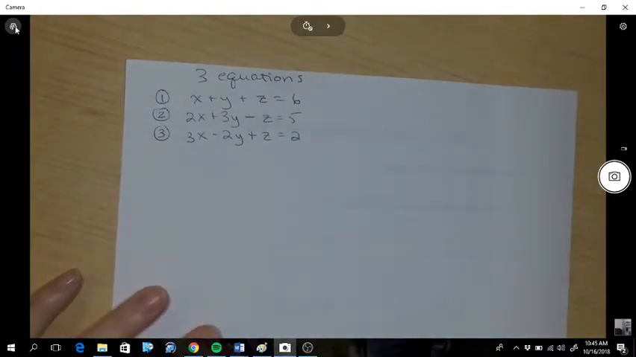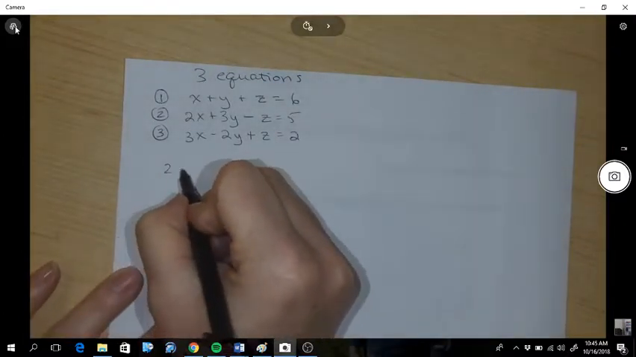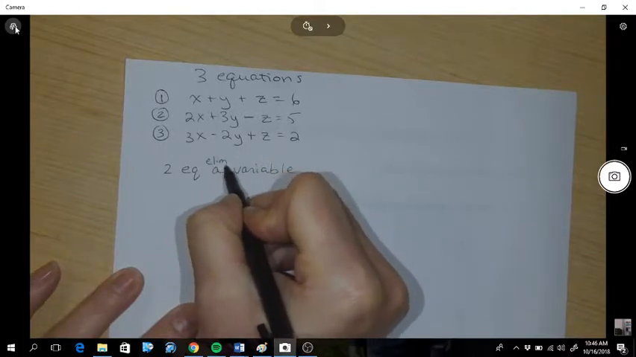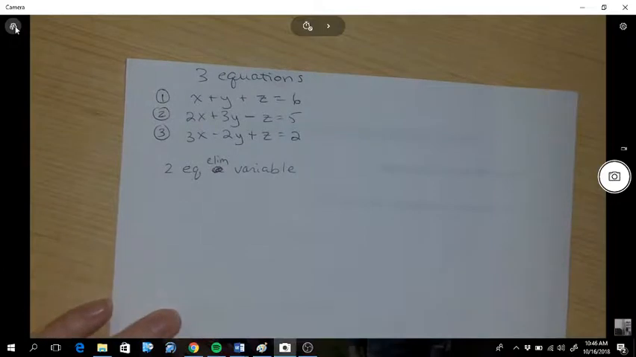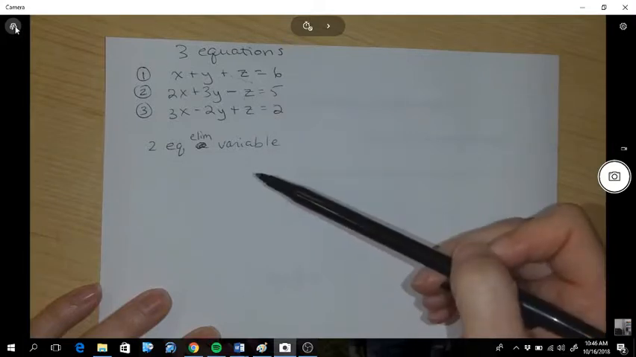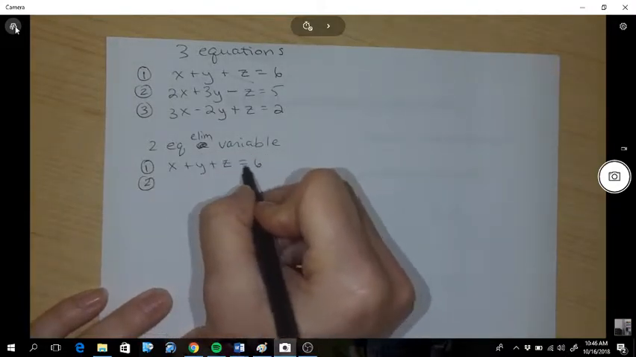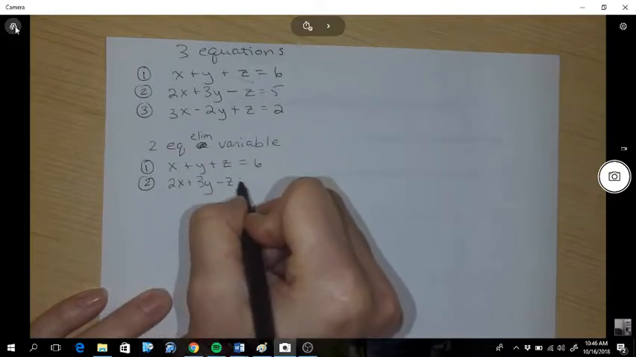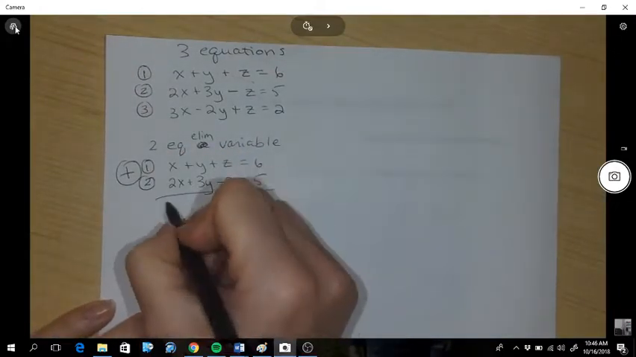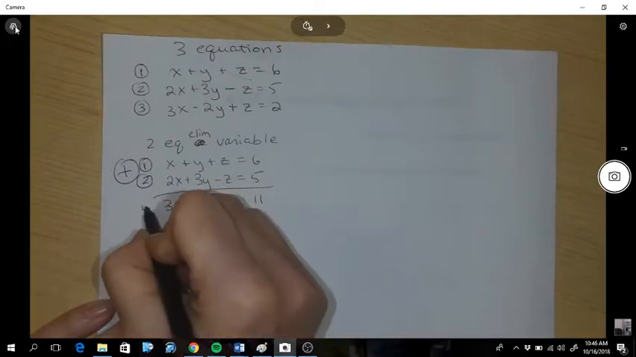Okay. So, step one, you get together two equations to get rid of a variable. Two equations, eliminate a variable. Looking ahead, I can see that the z's are very easy to eliminate, so why don't we pick equations 1 and 2 and put them together to eliminate z. Looking at my z's, I would have to add. So 3x plus 4y equals 11. This is a new equation, so I'm going to call this 4.